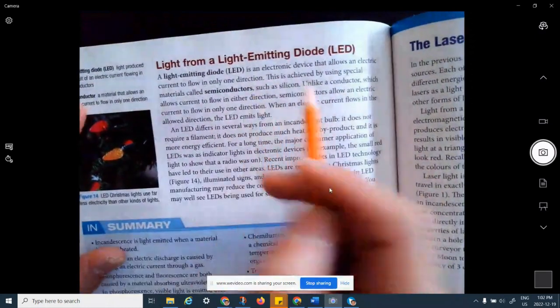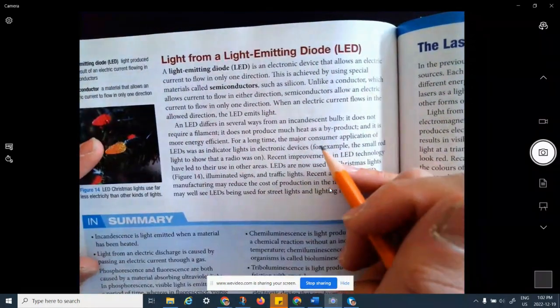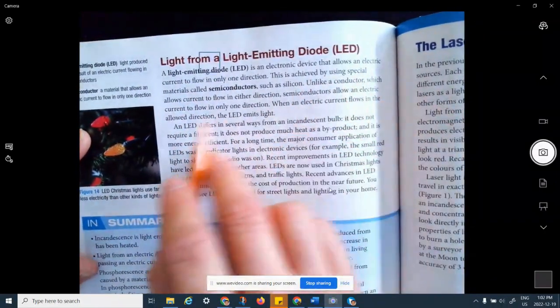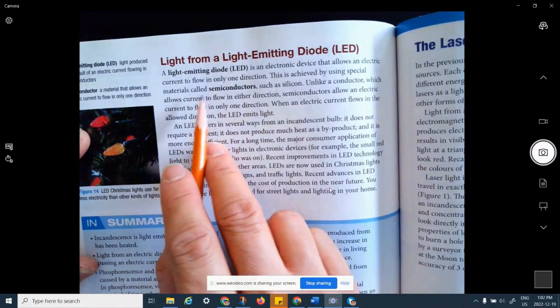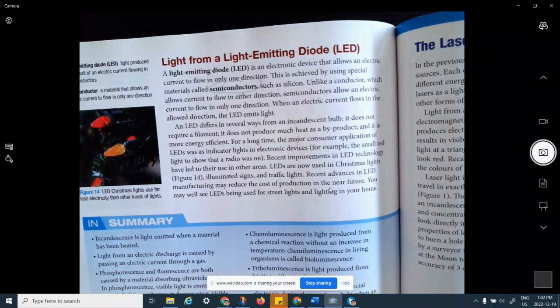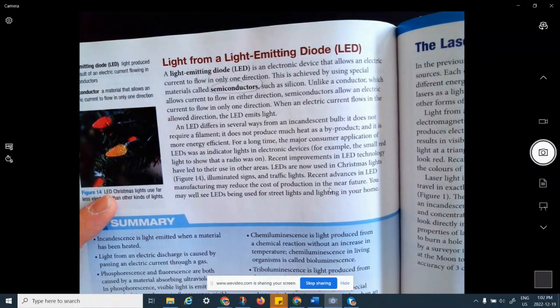So the basics of how the different light sources work, I wasn't sure if we spent quite enough time on that. Make sure you know that light emitting diodes have current flow in one direction using semiconductors, with light passing through.